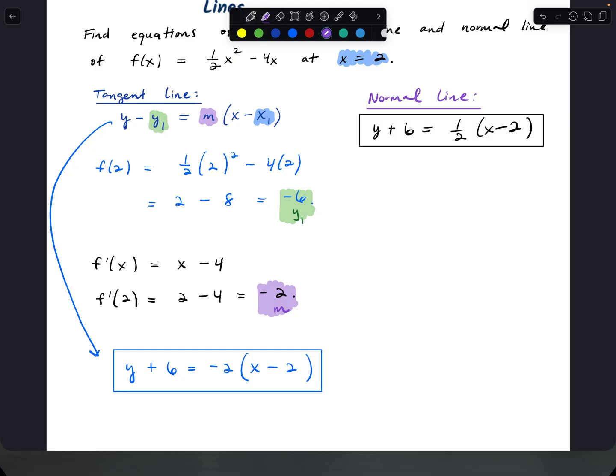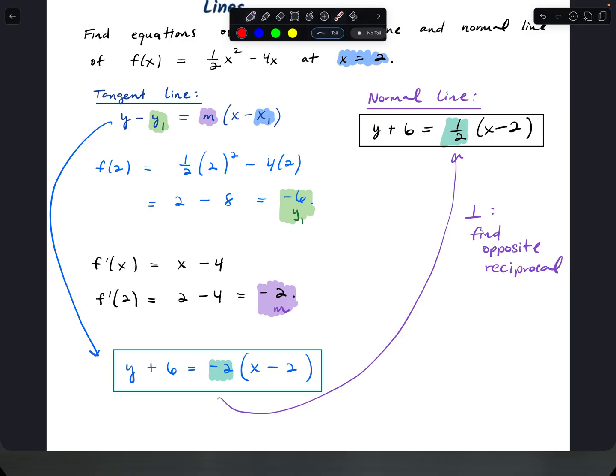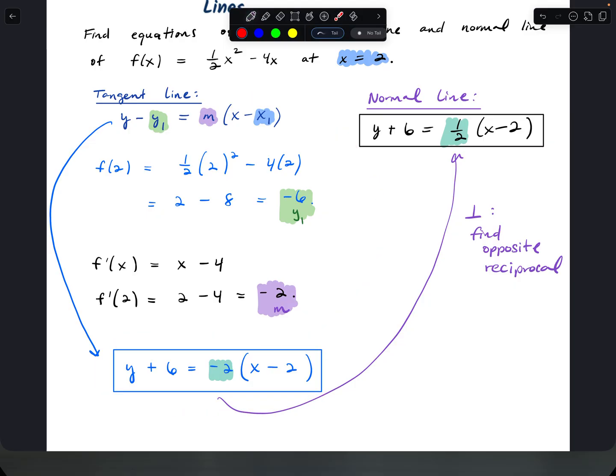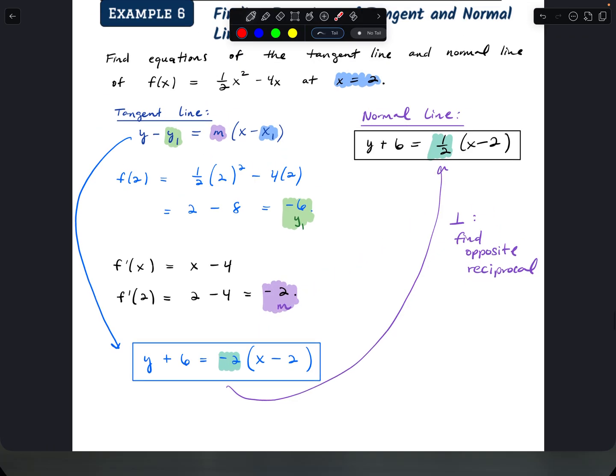So I'll leave a little note that this right here and this right here, they are perpendicular. So find the opposite reciprocal. So you really just need to do the work once. Once you find the tangent line, then to find the normal line is really easy by just remembering that rule. Okay. Now, because we're on the video and I don't have to worry about time-wise, I'm going to graph this and show you guys what this looks like.